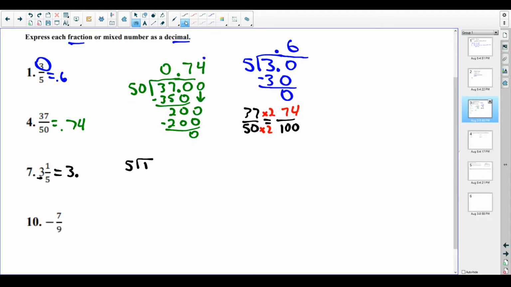And then 1/5's nice and easy. Hopefully you just know what 1/5 is, and if not, you learn it sometime this year because it'll save you some time. But 5 can't go into 1, but it goes into 10 2 times. So we just get 0.2. So we attach that to our whole number part of the answer, and we get 3.2. That's it. So mixed numbers do not add a whole lot to the process.